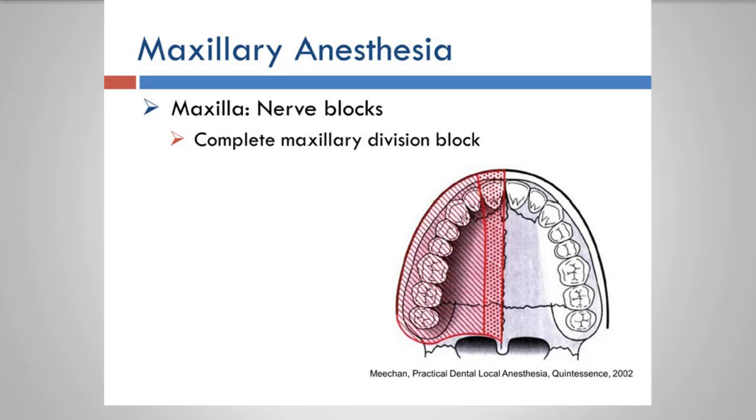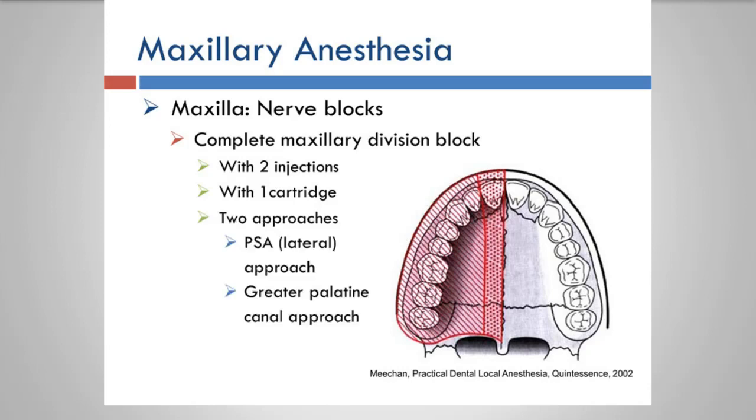Okay, now my favorite, well, one of my favorites, I have many favorites, is the complete maxillary division nerve block. This is a technique that we're going to use to get all the pulps of the teeth, all the buccal tissue, all the palatal tissue, all the mid-face region. We're going to get the whole quadrant anesthetized, maybe a little fuzzy at the midline.